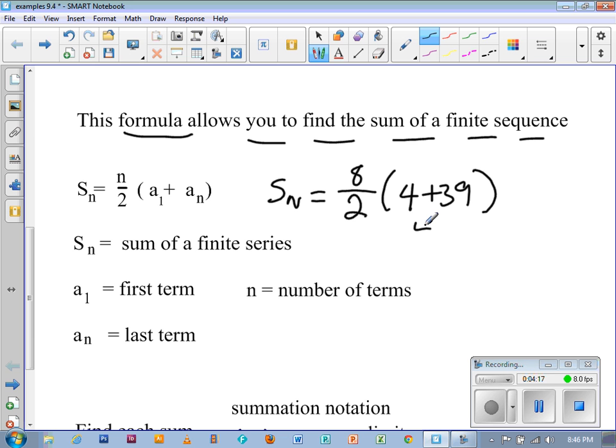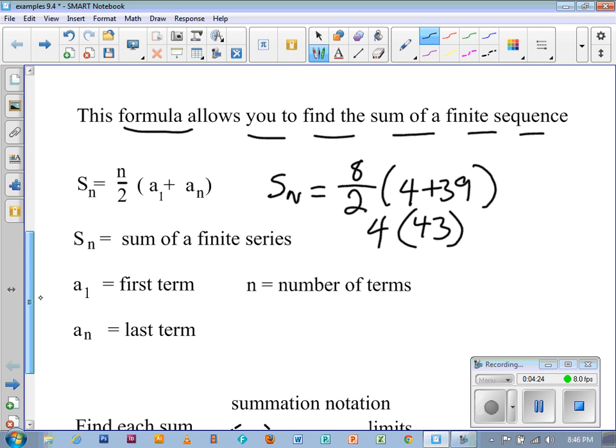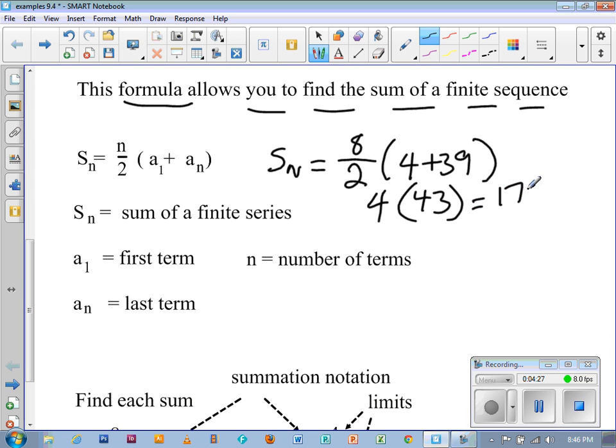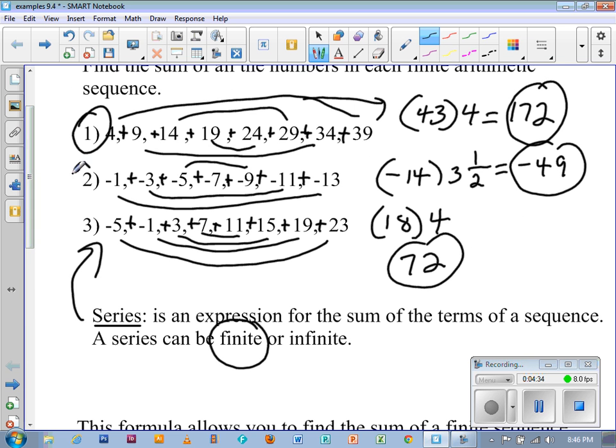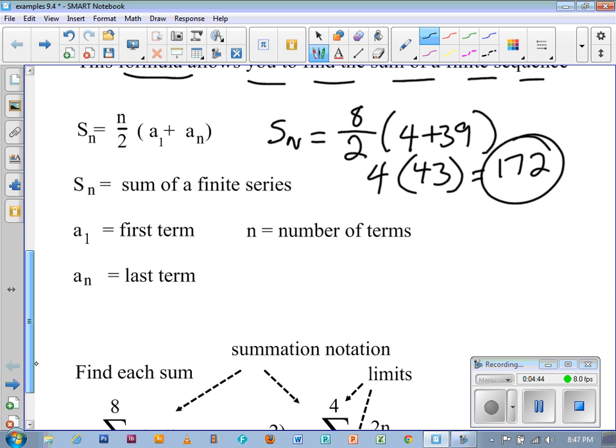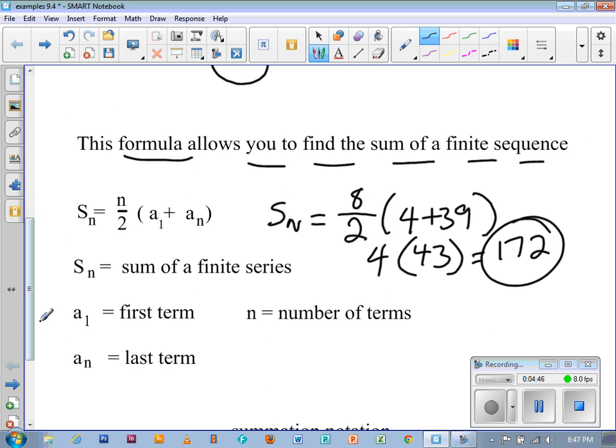So if you end up with 43 here times 4, which is the same answer as we got up here, 43 times 4, or 172. So that becomes the sum of our series. If you put in an odd number, that would be the case here in number 2. If we put an odd number for the number of terms, you would get 3.5. And then inside the parentheses would give you negative 14, which gives you a negative 49 for an answer. So that's how we find the sum, meaning add, of a finite series.